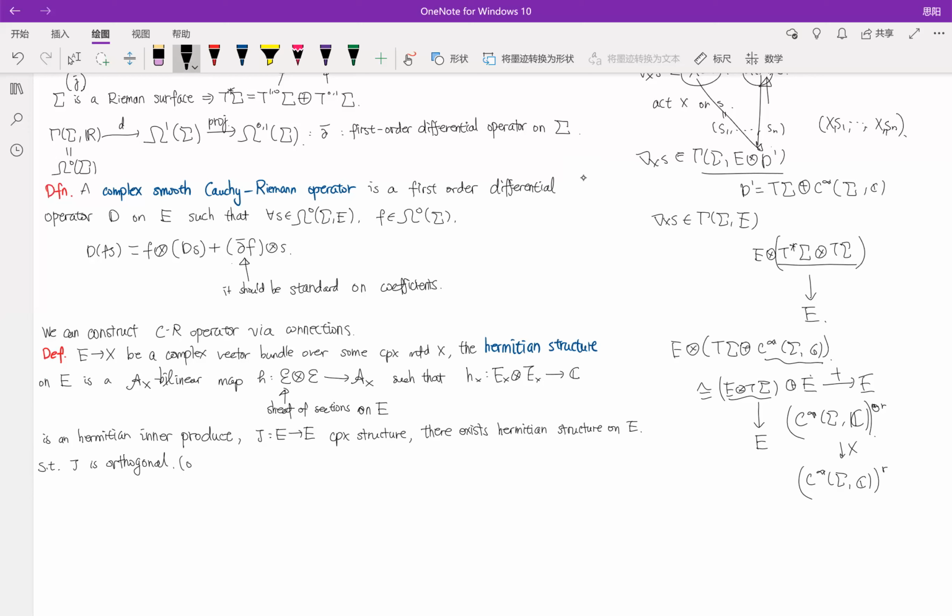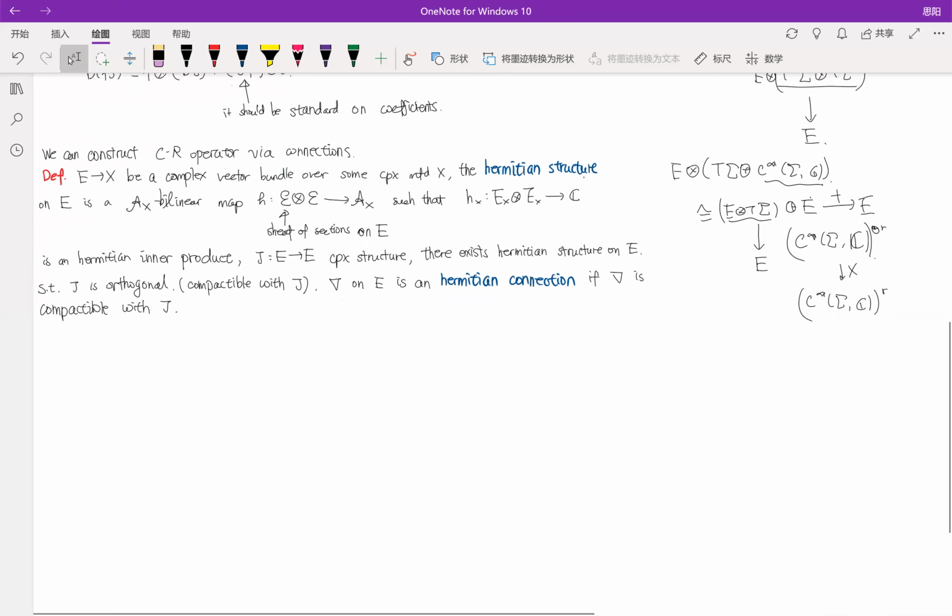Such that J is orthogonal, or to say compatible with J. Then we say a connection on E is a Hermitian connection if this connection is compatible with J. So we know that such a connection always exists.